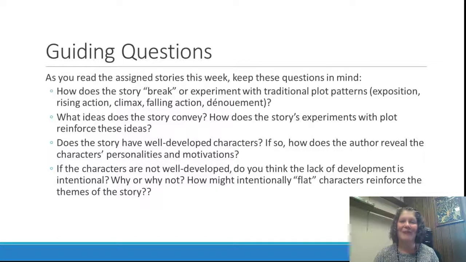And if the characters are not well-developed, if they feel flat, I want you to think about whether you think this lack of development is intentional. Is this something that the author is trying to do? And why, or why not? And related to that, if the characters do seem to be intentionally undeveloped, what do you think that has to do with the themes that are being developed in the story? How might flat, undeveloped characters help the author reinforce or develop the themes that they're trying to develop?